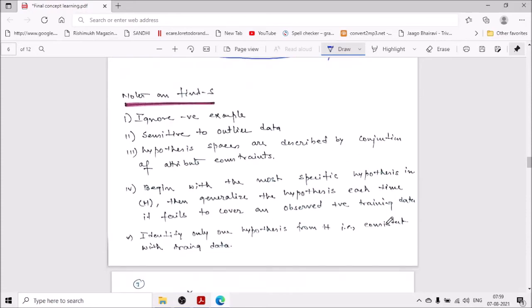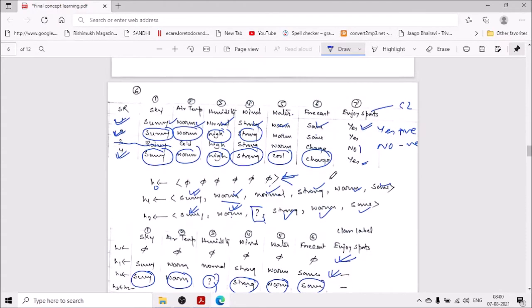Notes on the hypothesis: it ignores the negative example and it is very sensitive to outlier data. Outlier data means what? Suppose here, instead of yes, it is a no, that's outlier data. Or instead of warm, it is something different. Or it is a positive, yes, but instead of sunny, it is rainy, and it's wrong. That's the outlier, then definitely the output will be different. So it's very sensitive to the outlier.